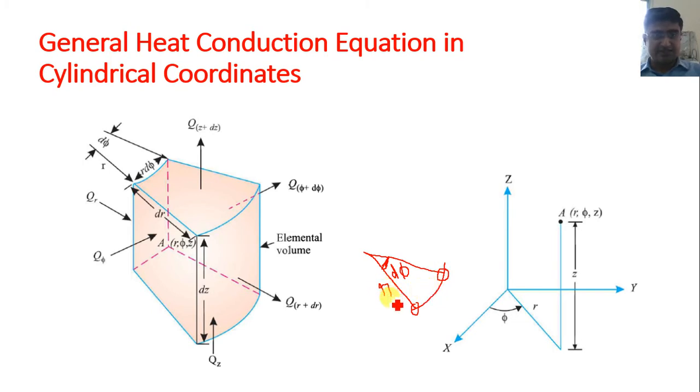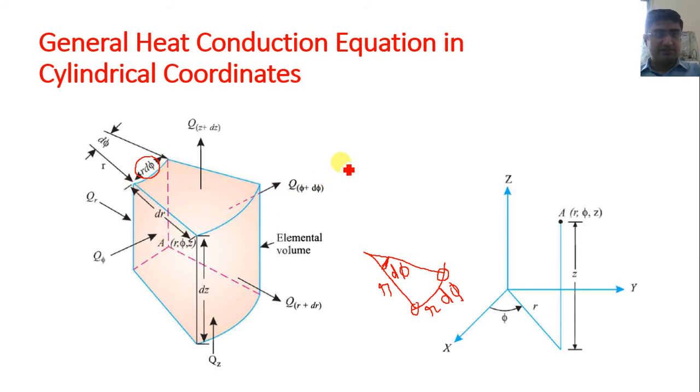Then how can we find the length of the arc? So now we know that it is the product of radius and angle. So it simply becomes r d phi. So here you can see the term r d phi, which indicates the length of the arc or the length of the curved surface.